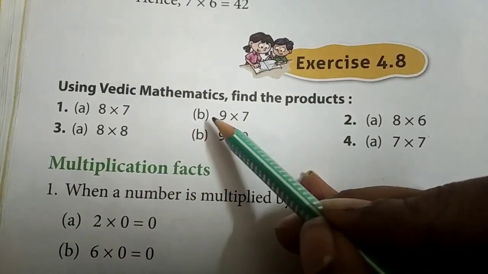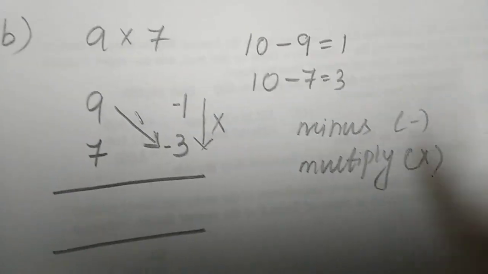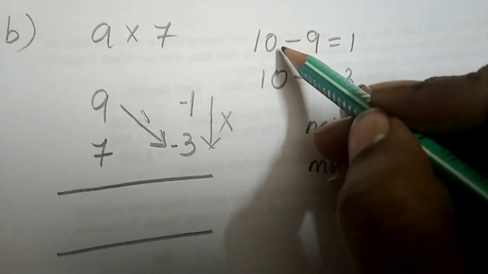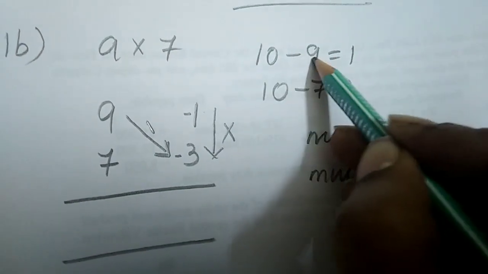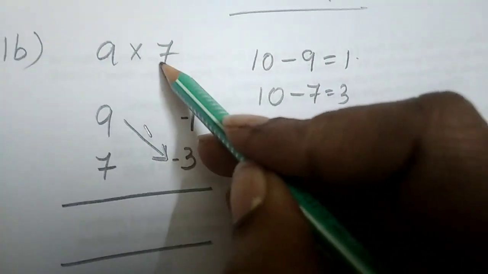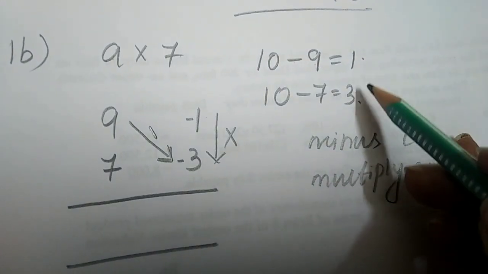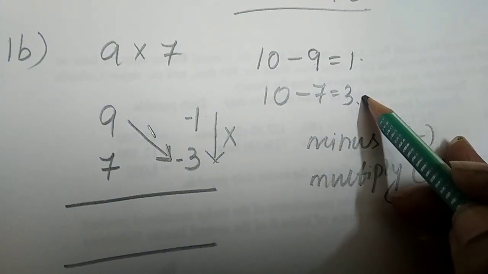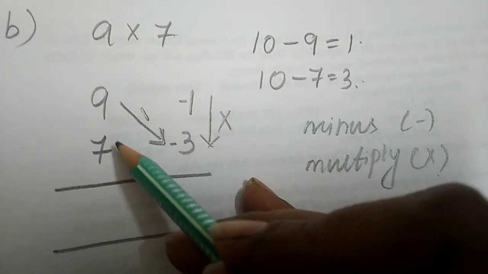I am doing the B bit. So, first one, B bit, 9 into 7. The first step is you have to find the difference of both the numbers from 10. So, 10 minus 9, the answer is 1. 10 minus 7, the answer is 3. Right? So, 1 and 3. Are you following? Hope you are able to understand.